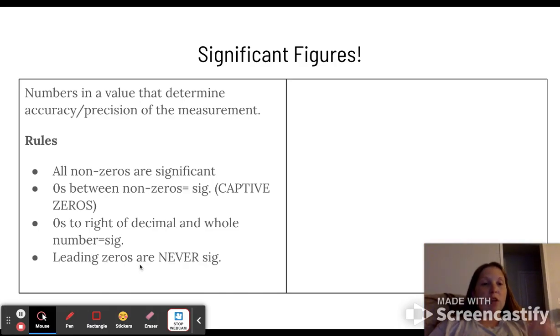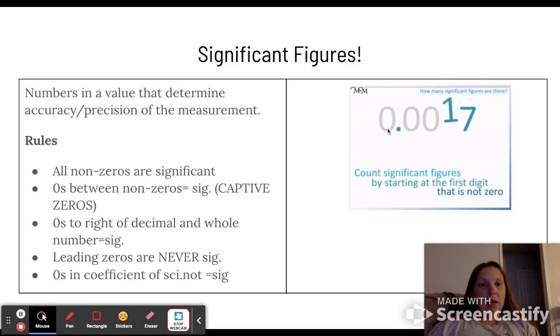Leading zeros, which are zeros before your first whole number in a decimal, like 0.00002, all those zeros in the front are never significant because they are not after a whole number. And then zeros in a coefficient of scientific notation are significant because we did not drop them for a reason.